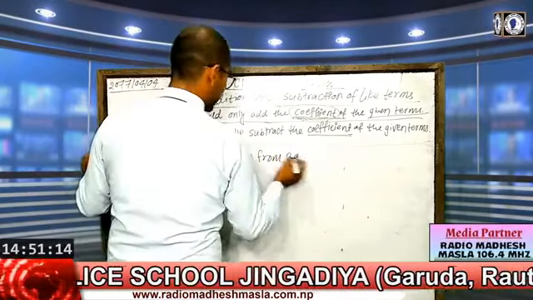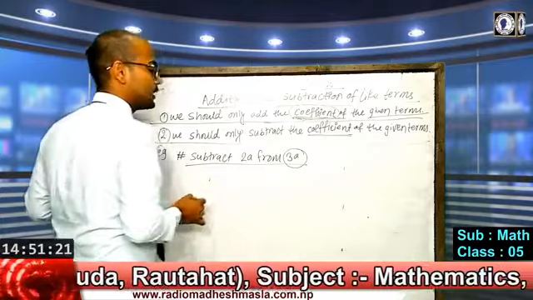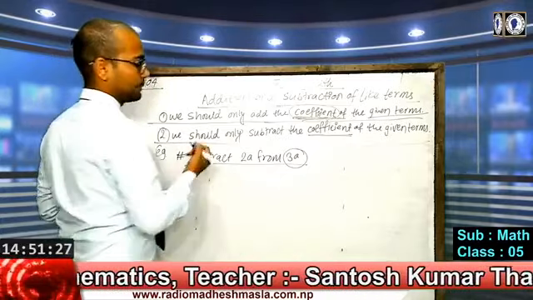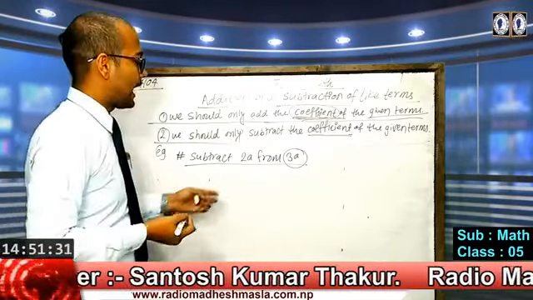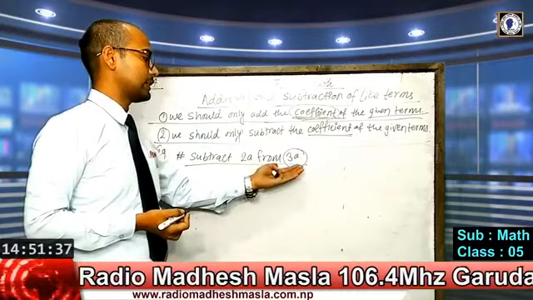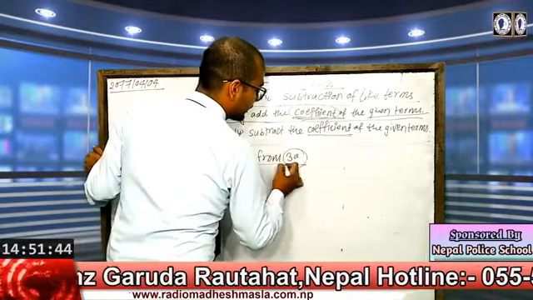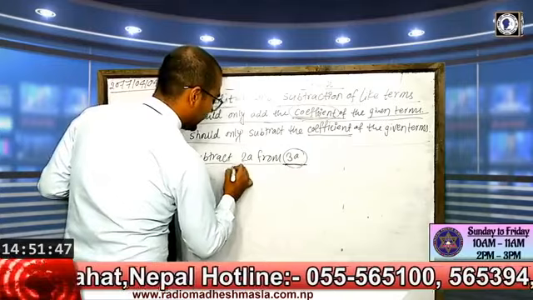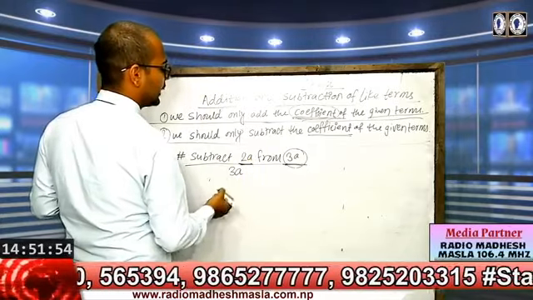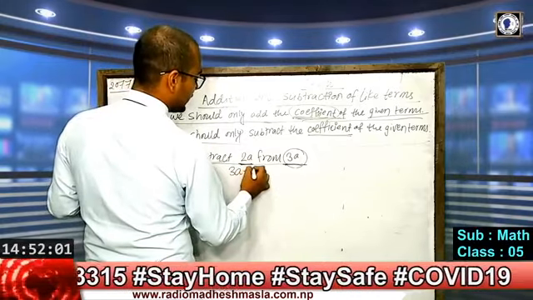Remember one thing here, students, and listen to me very carefully. The term which is given after "from" should be written first, and the term which is given before "from" should be subtracted from it. Here the term given after "from" is 3a, so 3a should be written first. In the same way, 2a should be written second. And as it is subtraction, we use the minus sign, so it becomes 3a minus 2a.